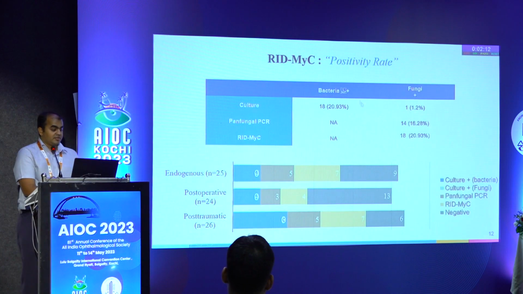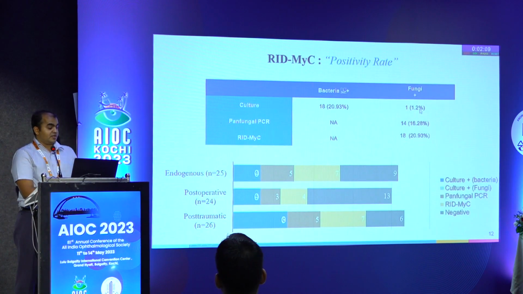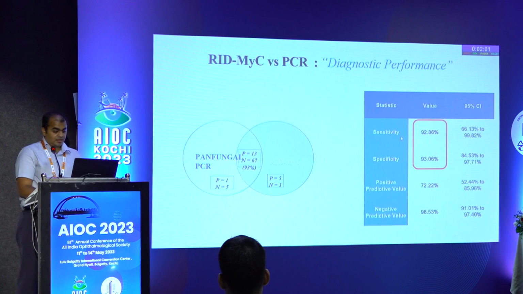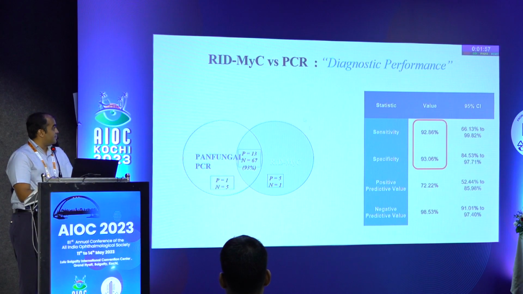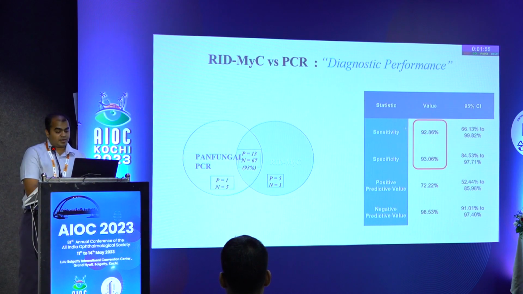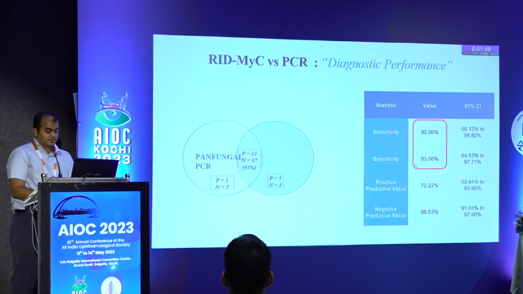Bacterial culture positivity was in 20%. Fungus was seen by culture only in one sample, while pan-fungal PCR detected fungus in 14 and RIDMIC in 18 patients. The concordance between RIDMIC and PCR was high, with most samples concordant. In comparison to PCR, the sensitivity of RIDMIC was 92.86% and the specificity was 93.06%.